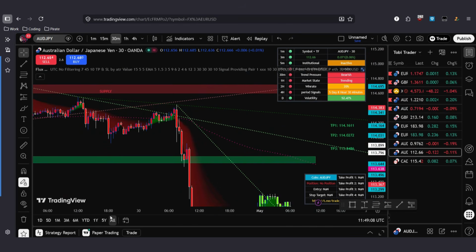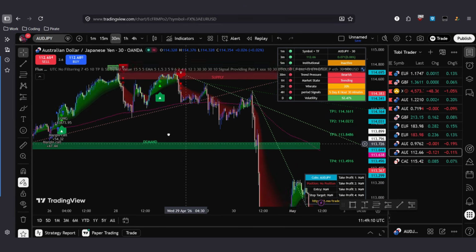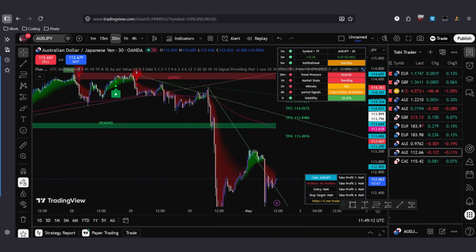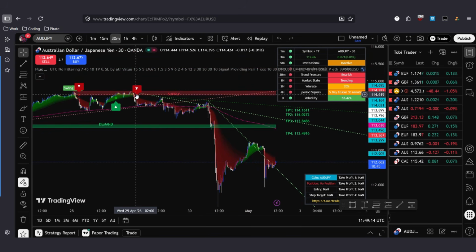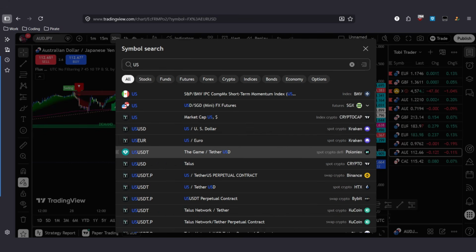Mistake number 3, ignoring market regime. Trending strategies suffer in ranges. Range strategies suffer in trends. Flux Algo tries to adapt with filters, but you still need to pay attention. If volatility collapses and the market goes sideways, you either tighten filtering or you step back. You don't scream at your chart and force trades like the market owes you money.